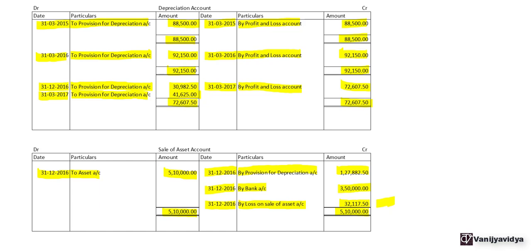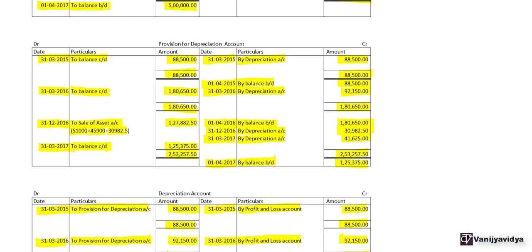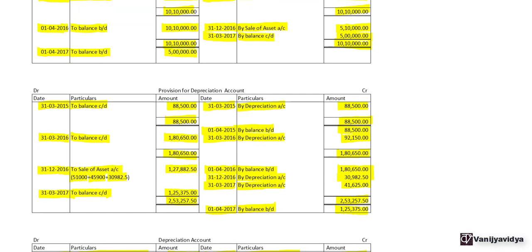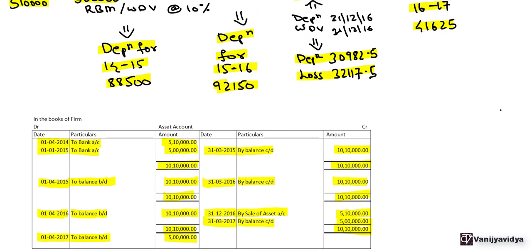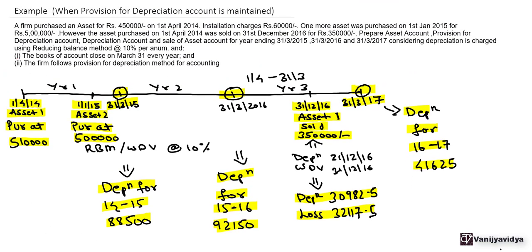So this is how you account the entries of depreciation when the provision for depreciation account or accumulated depreciation account is maintained. So this was about the example wherein we calculated depreciation on the reducing balance method and saw all the accounting entries when the provision for depreciation account is maintained for the purchase of asset, recording of depreciation every year, and the sale of asset.